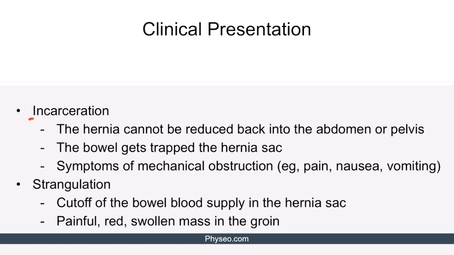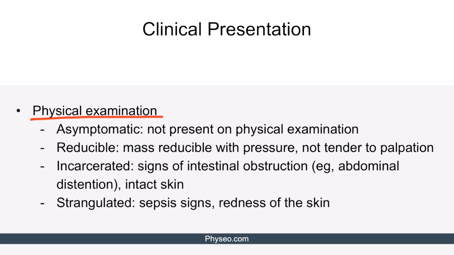First, let's start with incarceration. Incarceration means that the hernia cannot be reduced back into the abdomen or pelvis. The bowel gets trapped in the hernia sac. Symptoms of mechanical obstruction like pain, nausea, vomiting, and constipation can be evident. On the other hand, strangulation implies a compromise of the bowel blood supply due to constriction of hernial contents. The patient presents with a painful red and swollen mass in the groin. On the physical examination of inguinal hernias, different findings can be encountered.